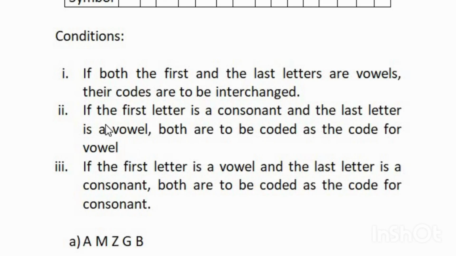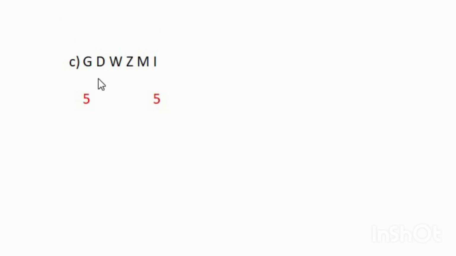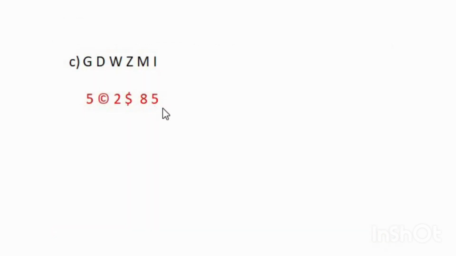For the third question, the first letter is a consonant and the last letter is a vowel. So second condition, if the first letter is a consonant and the last letter is a vowel, both are to be coded as the code for vowel. And from the table, G is coded as percent and I is coded as 5. So both are to be coded as the code of the vowel I, that is 5. Like this. From the table, for D it is copyright, for W it is 2, for Z it is dollar and for M it is 8. Like this. So the answer is 5, copyright, 2, dollar, 8 and 5.